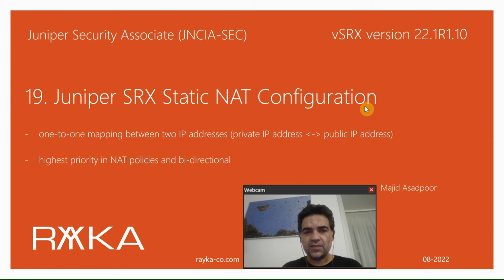A static NAT is a one-to-one mapping between two IP addresses, a private and a public IP address. A static NAT has highest priority in NAT policies, and it is bi-directional. It means it translates the source IP address of the traffic like source NAT when the traffic is initiated from the private IP address, and it translates the destination IP address of the traffic like destination NAT when the destination of the traffic is public IP address.